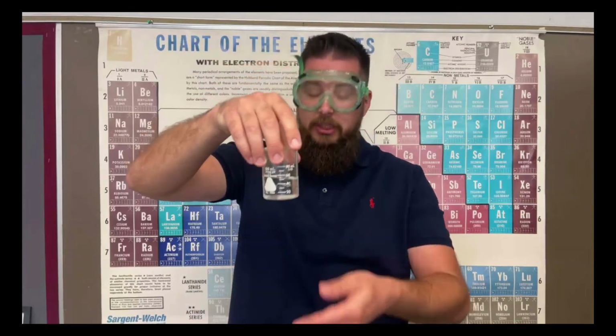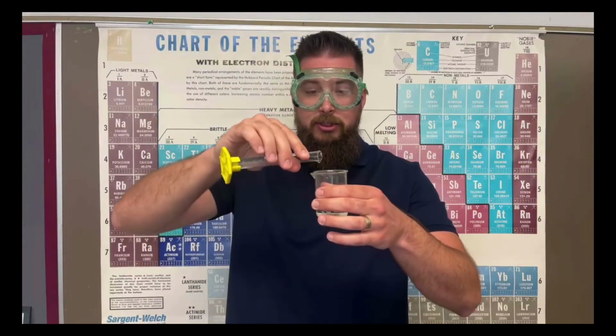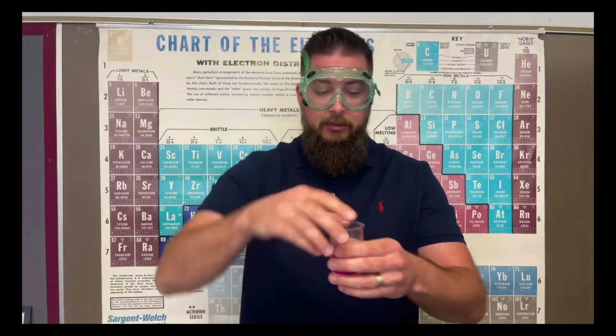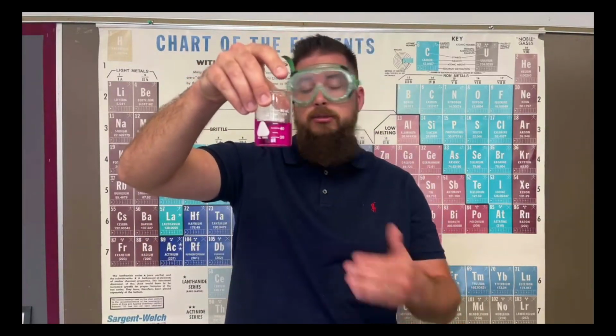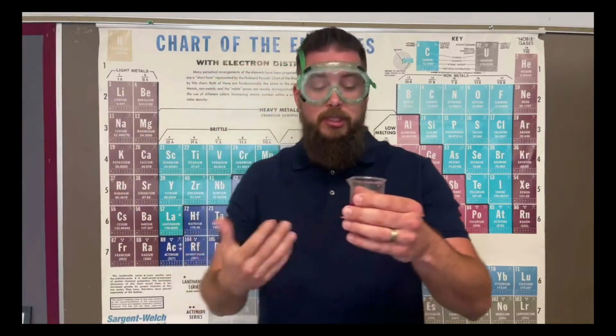So that means that we need to add more base until there's no more acid. And so you just keep adding some base. Eventually what will end up happening is it will turn pink and stay pink. Now, like I said, there's no precision in what I'm doing right now. I'm just showing you an example of what a titration is.